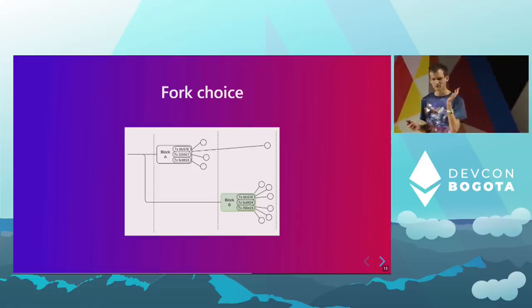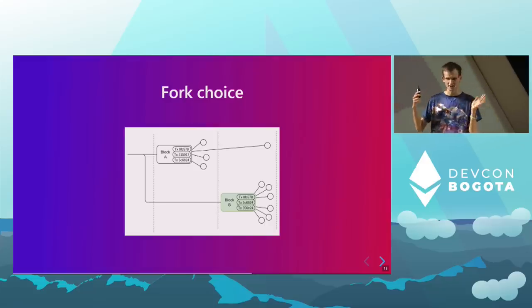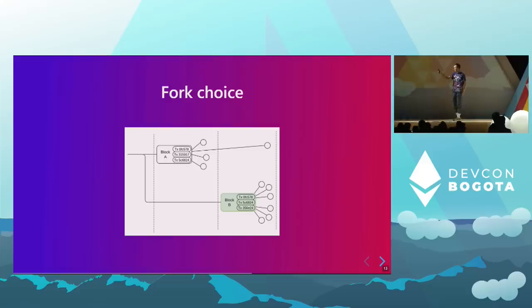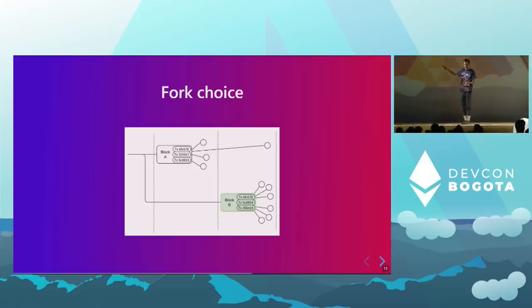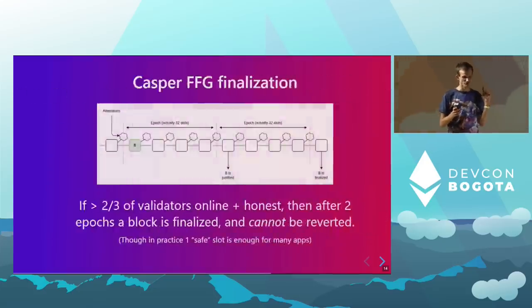So the mechanism that does this right now is called LMD GHOST, and it's very simple. It's just attestation counting. Basically, you have block A and you have block B, and you count the number of attestations that support block A or support its children, and then you also count the number of attestations that support block B, or support it indirectly by supporting its children. You see which side has more. In this case, the top side has 4, the bottom side has 6, the bottom side wins, and so you choose block B. So this is one part of the proof-of-stake consensus.